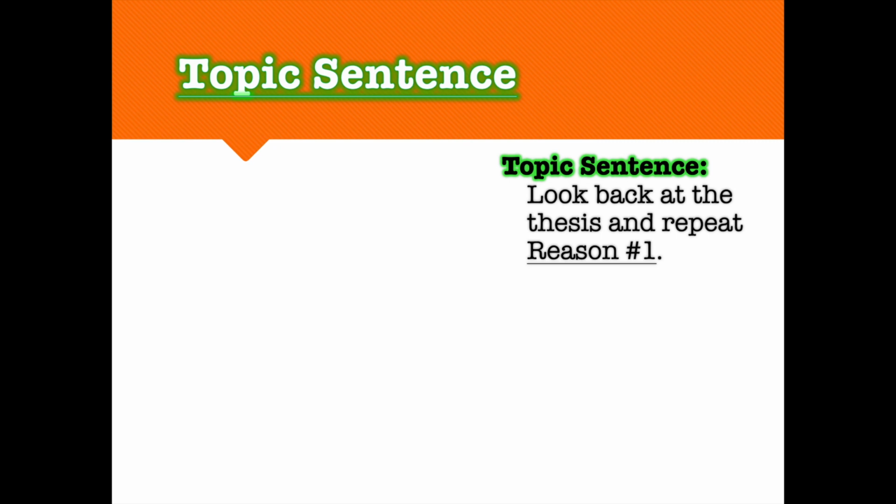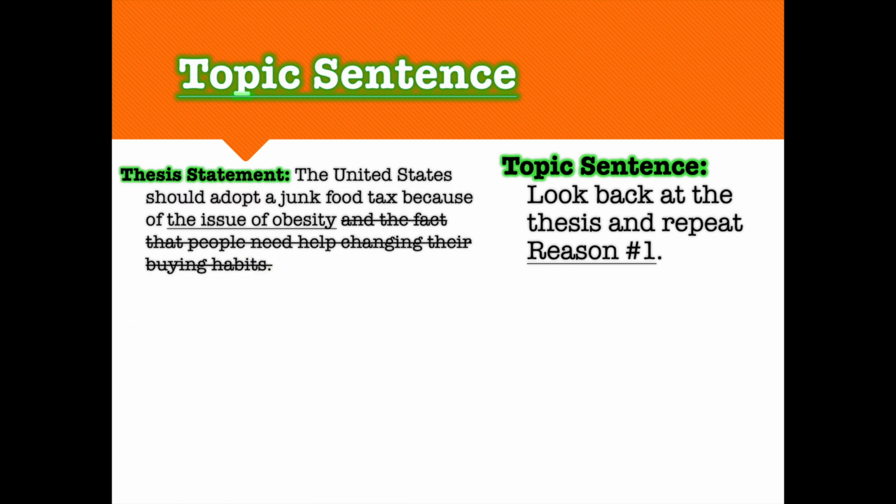First thing we're going to do is start at the very beginning, at the top of a paragraph with topic sentence. And just like I said in my previous video about body paragraphs, for topic sentence, you want to look back at the thesis and repeat reason one, or repeat that first thing that you say in the thesis. So reminder that my thesis statement is this whole thing. The United States should adopt a junk food tax because of the issue of obesity and the fact that people need help changing their buying habits.